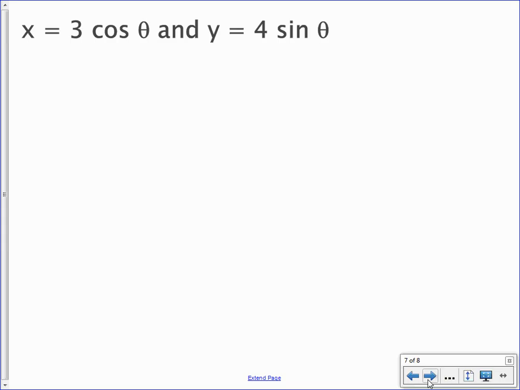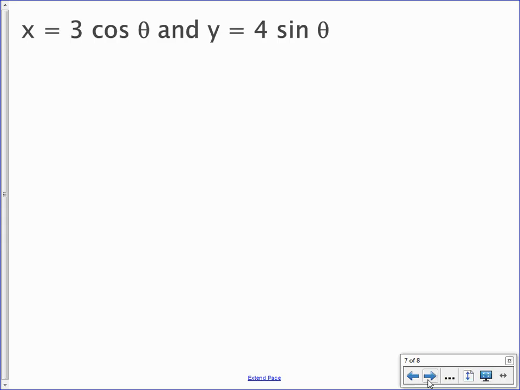All right. Here is an example. We still have a parametric equation where our parameter is theta instead of t. But this is going to be slightly unique. Now we have x equals 3 cosine theta, y equals 4 sine theta.